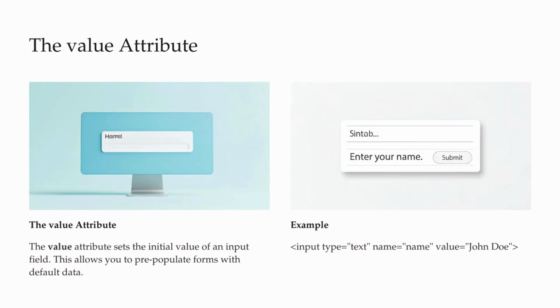The value attribute sets the initial value of an input field. This allows you to pre-populate forms with default data. Example: input type equals text, name equals name, value equals gender.